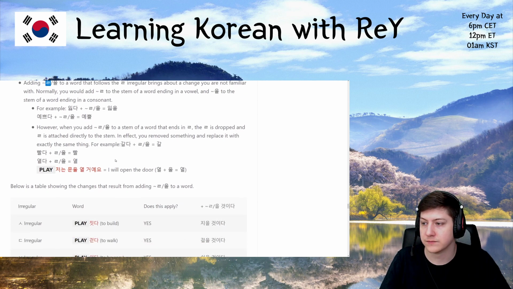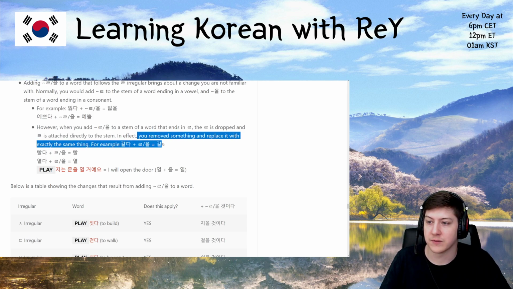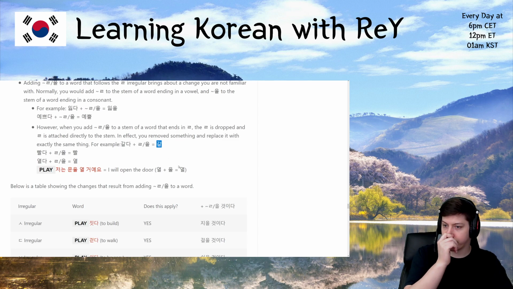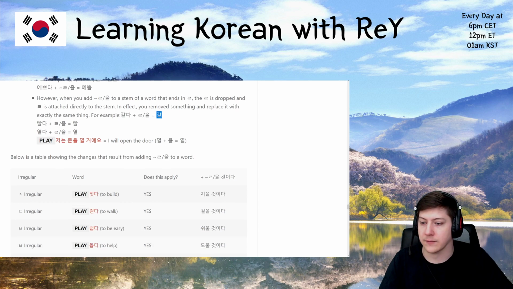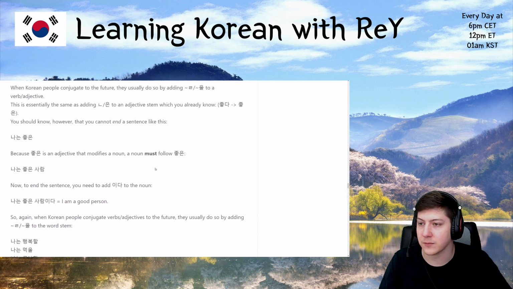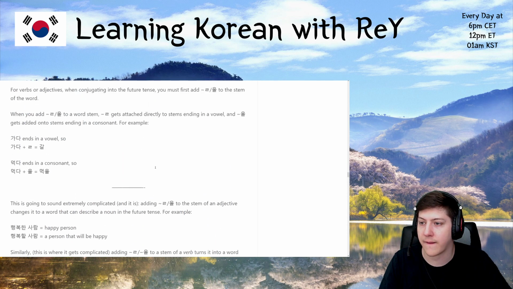So let's see. R is dropped and R is attached directly to the stem. In fact, you remove something and replace it with the same thing. Yes, so kilda, you remove the R and then you add the first one of those, which is also an R, so you have kill. Okay. So that's the basic thing we learned yesterday.